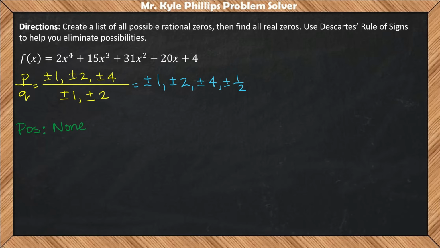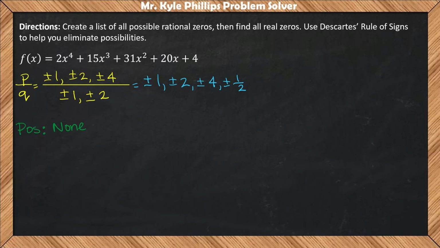So that helps us eliminate the numbers that we could substitute in using synthetic division, because there's no reason to plug in positive 1, 2, 4, or positive 1/2. All of my solutions are going to be negative. So I could start with negative 1, negative 2, negative 4, or I could start with negative 1/2. So if I'm doing my synthetic substitution, let's start with negative 2 here.